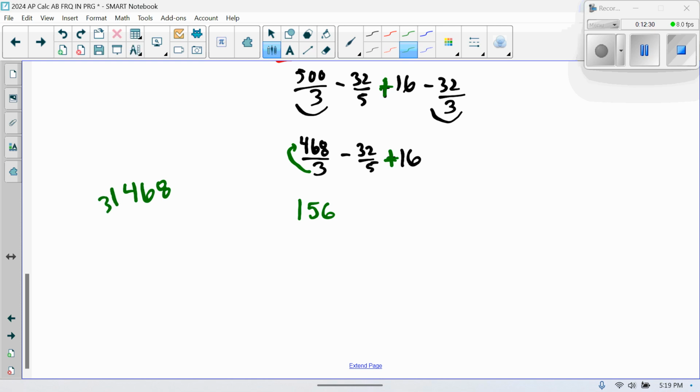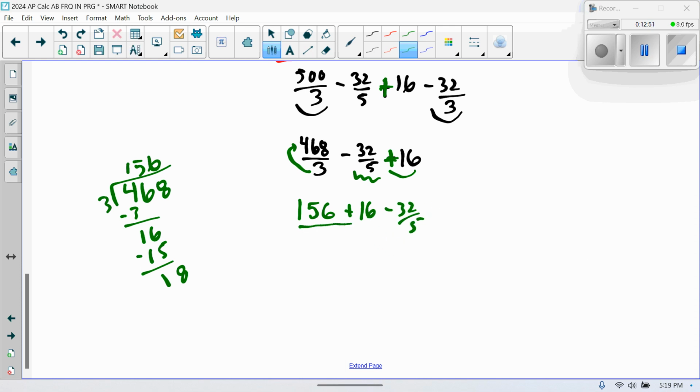468 divided by 3 goes in 1, so that's 3, it's 116, it goes in 5 times, that's 15, that's 1, drop the 8, 18, 6 times. Boom, 156. Okay, plus 16 minus 32 over 5. If I combine these, I get 172 minus 32 over 5.